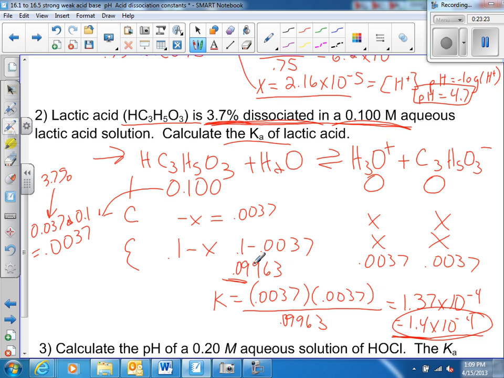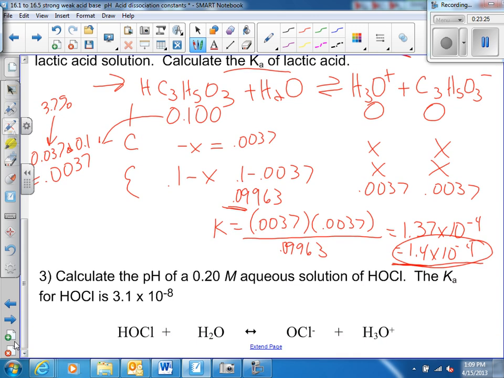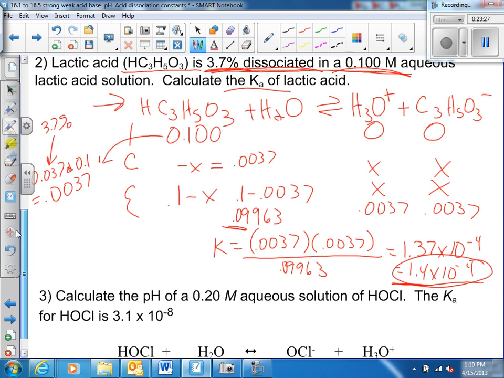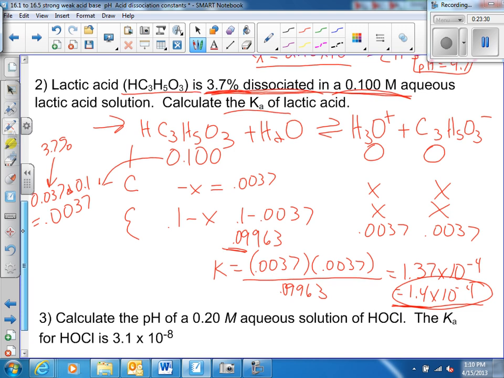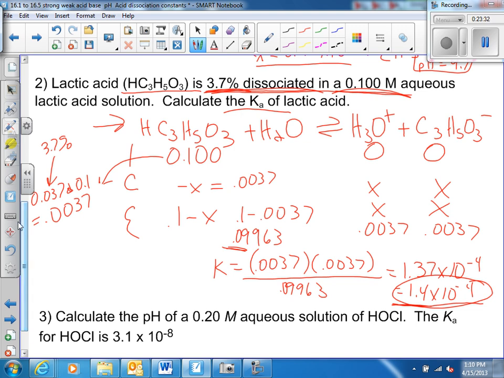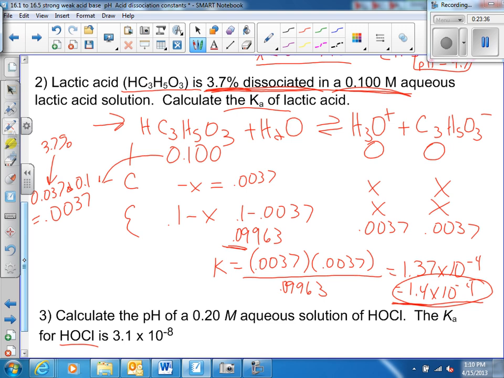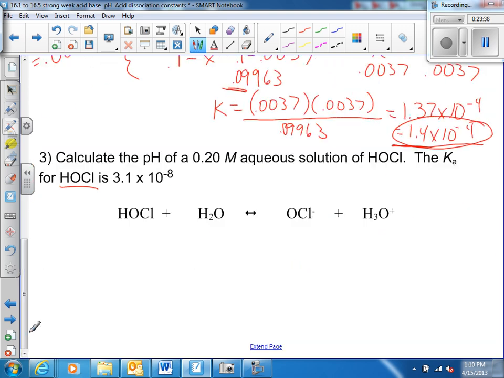All right, very last problem. You can try this one on your own. I'm just going to put up the solution. I've given you the reaction already, but if you want to try to predict that on your own, I hid it for a moment. It would be the HOCl plus the water. Figure out what your products are. Here we go. And you're going to fill out an ice box. You can pause this. I'm going to go ahead and solve the whole thing. You're going to have to make that assumption again about x being small.